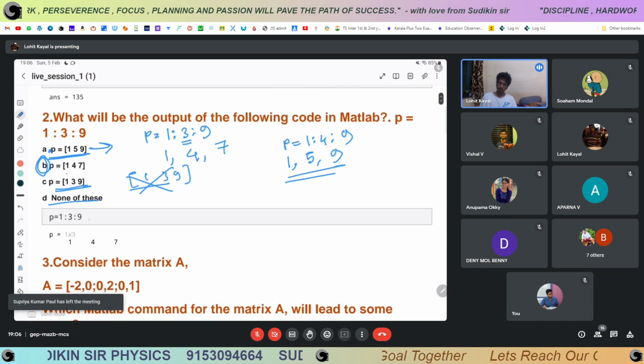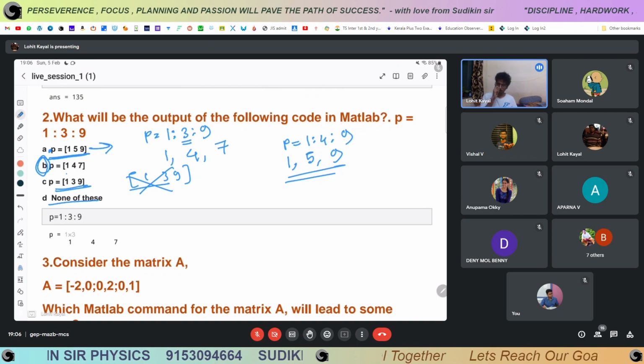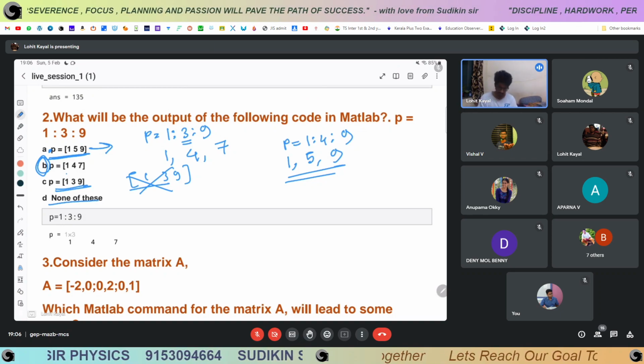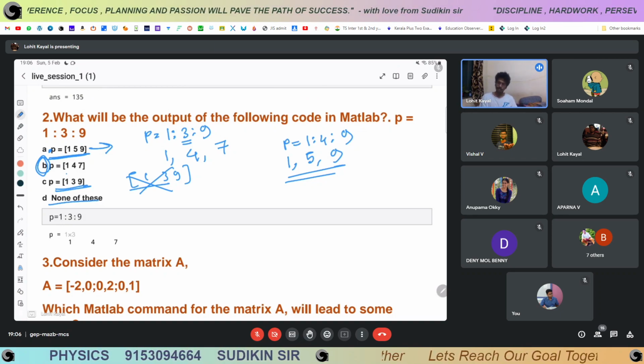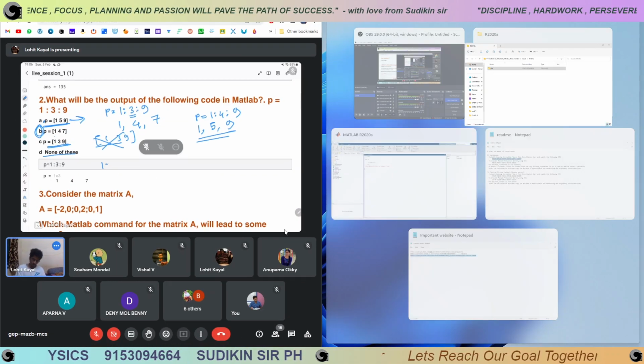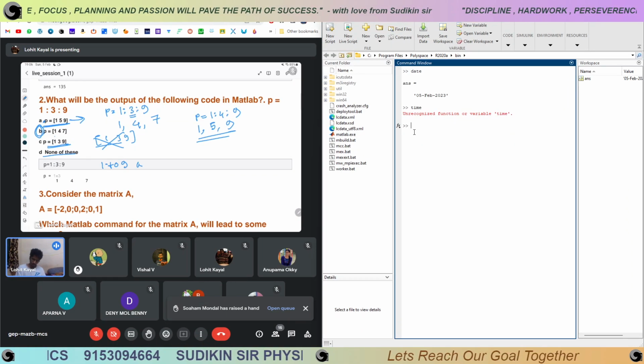So here this is the code. If you have opened your MATLAB, just type p equal to 1:3:9.